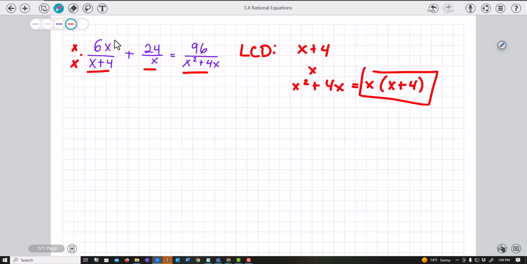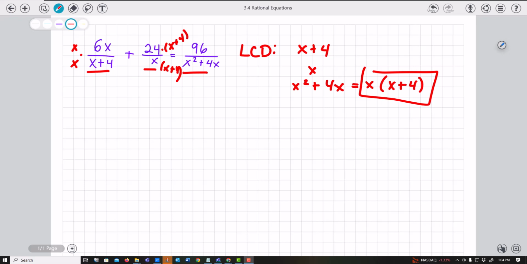I can get this piece to look like this by multiplying x plus 4. Oops. And x plus 4. And this already has all that. It may just not look like it, but that would be my least common denominator.